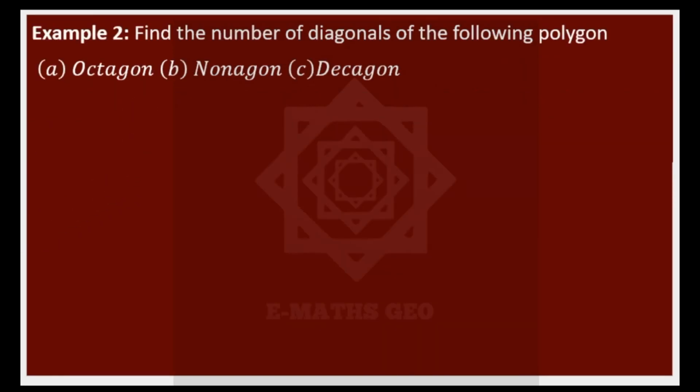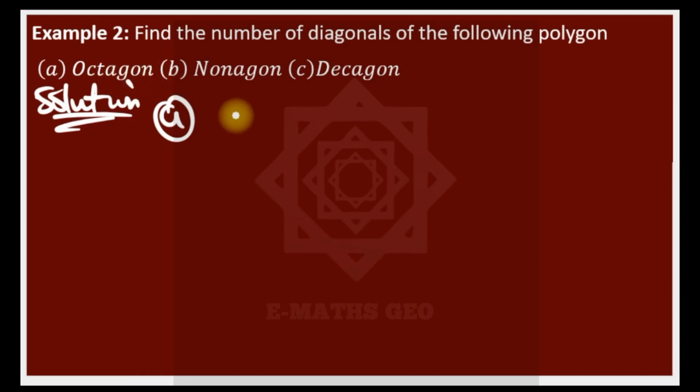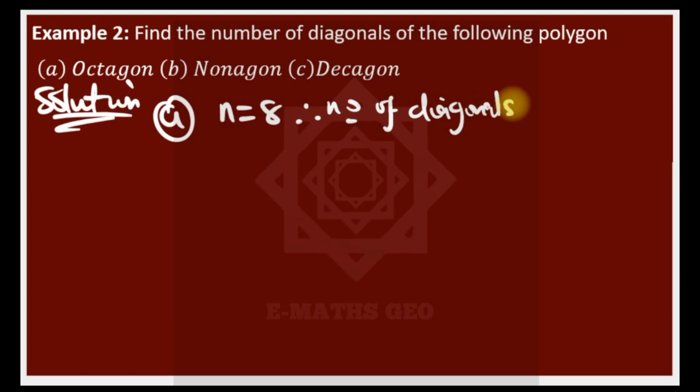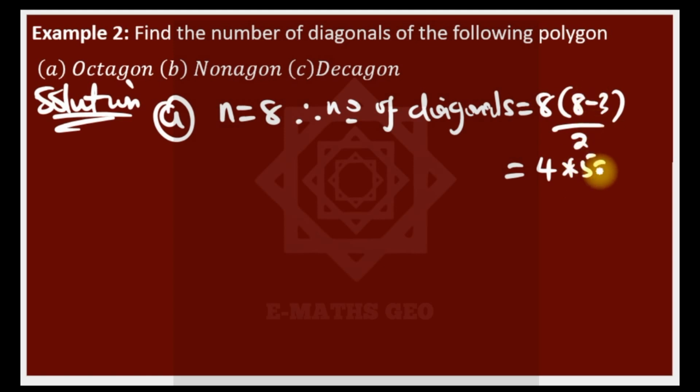They said, find the number of diagonals of the following polygon. So for the first one, an octagon is an 8-sided polygon. So n is 8. Therefore, the number of diagonals is 8 times 8 minus 3 over 2. So I have 8 over 2 is 4. 4 times 5. So this will have 20 diagonals. So we are done with that.